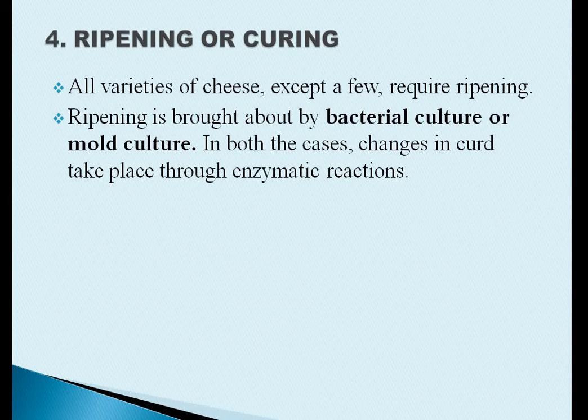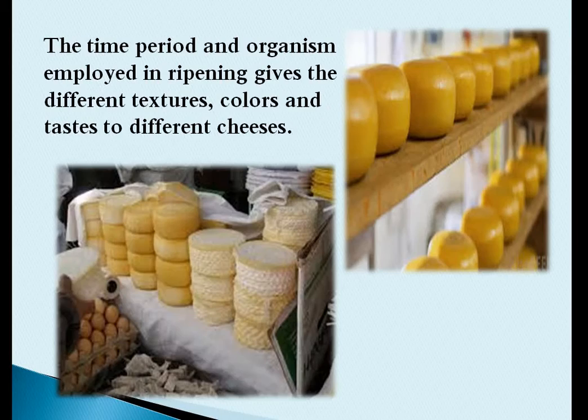The fourth one is the ripening or curing. All varieties of cheese except a few require ripening. Ripening is brought about by bacterial culture or mold culture. In both cases, changes in curd take place through enzymatic reactions. The time period and organism employed in ripening give the different textures, colors and tastes of different cheeses.